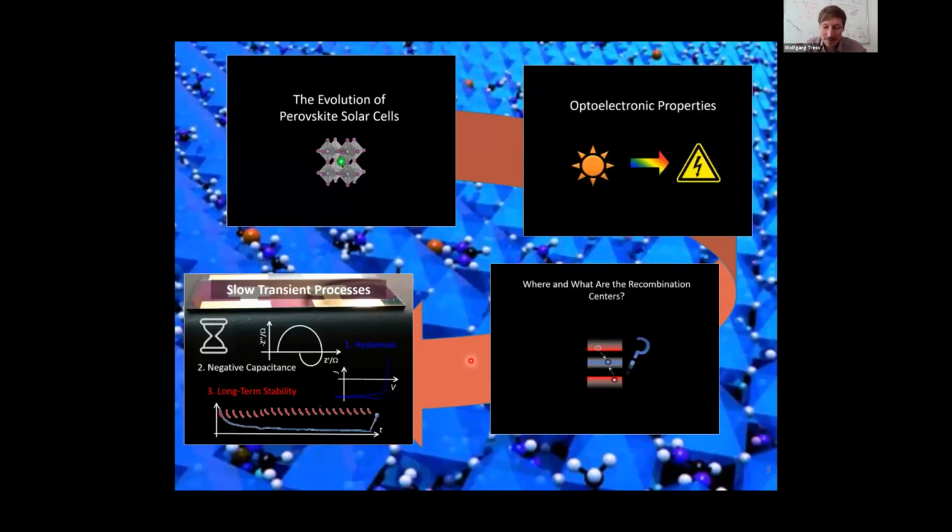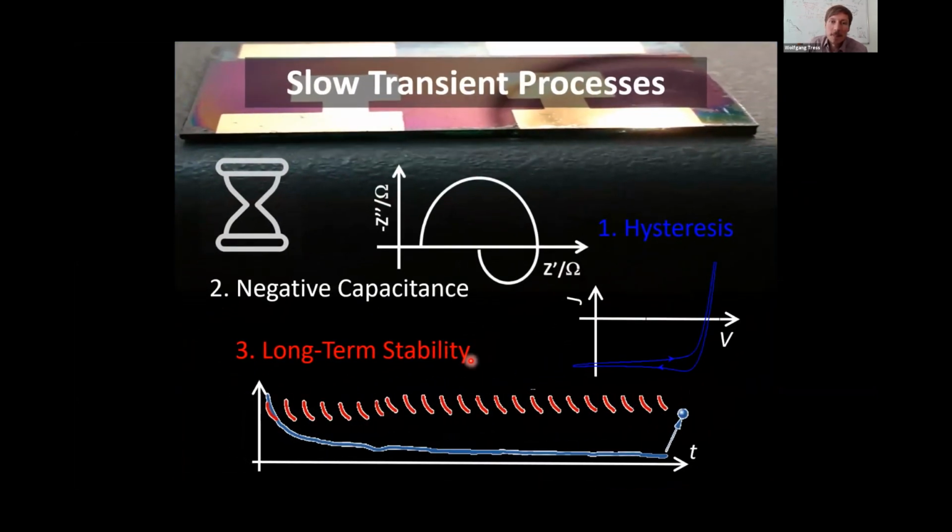And this brings me to the last part of this lecture, which are slow transient processes in this material, really puzzling. They have been puzzling. They are still under investigation. And I have here 3 parts. One very brief review on the hysteresis, because this work has been done already a few years ago. And then I want to briefly give you an idea about this negative capacitance effect, and also the impact of these slow transients on the long-term stability of devices.